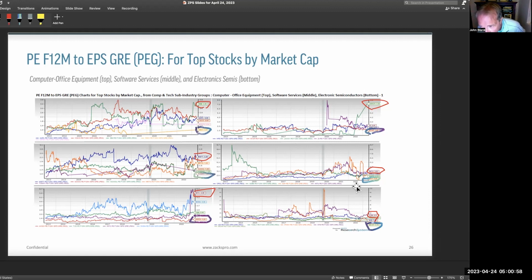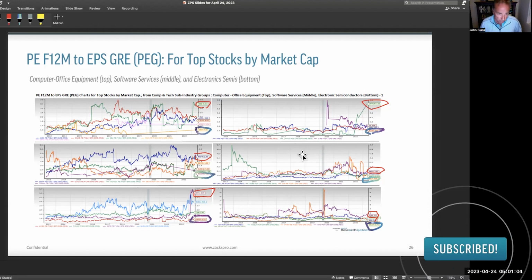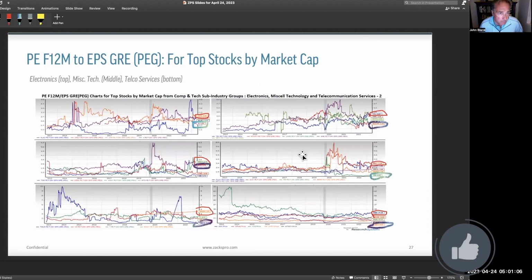Intuit doesn't do well. SAP does well. NetApp does well. Lenovo Group, super pricey stock relative to its growth potential. On to the next one. So here we got APH versus Agilent. Agilent looks good. Over here we got HOCPY versus Telefonica, which looks bad.